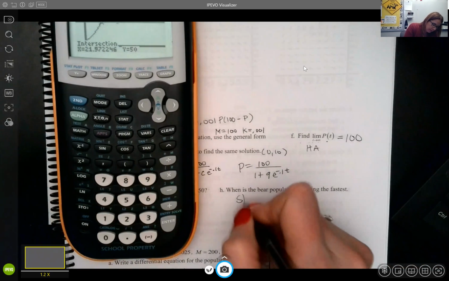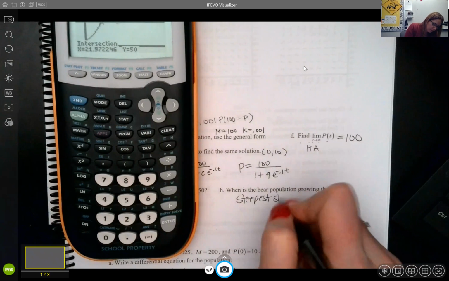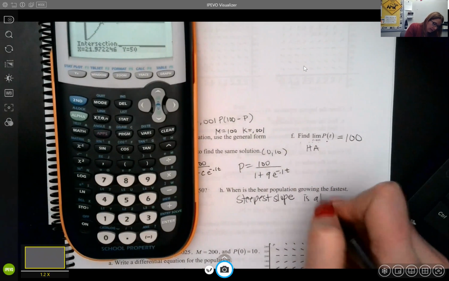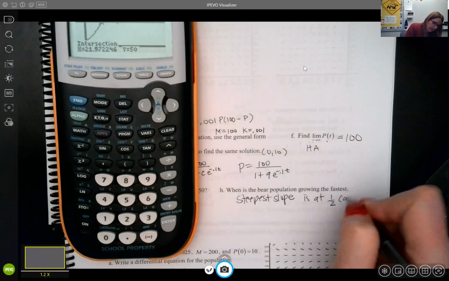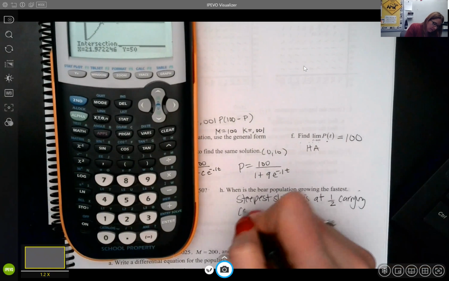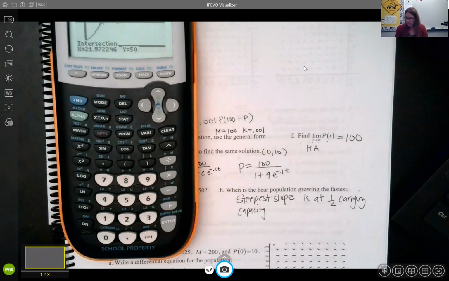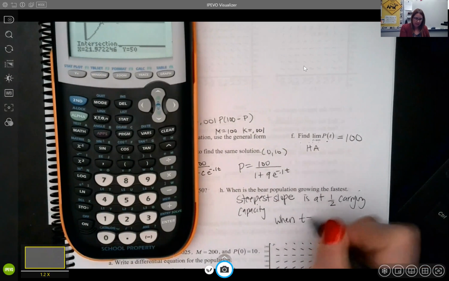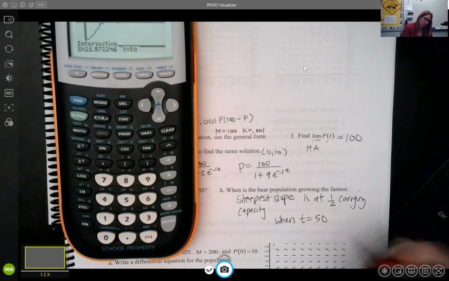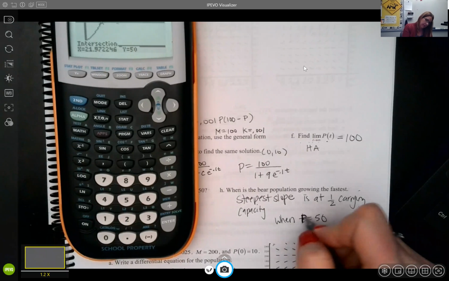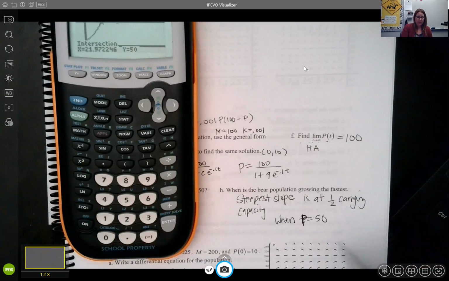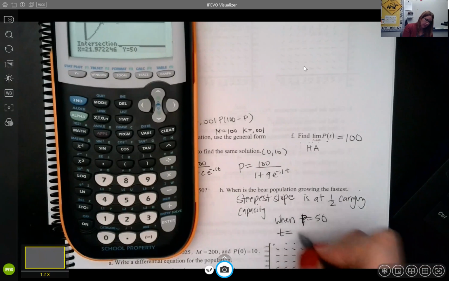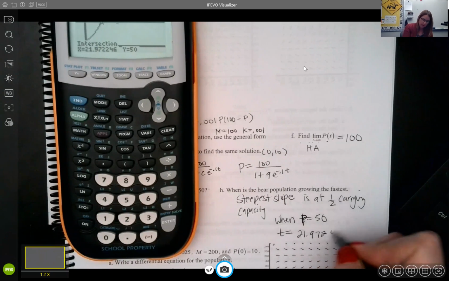Okay, and then part H says, when is the bear population growing the fastest? So remember, the steepest slope is at half carrying capacity. So it's growing the fastest when the population is 50, half of the carrying capacity. And we already know that that's at t equals 21.972, because we just solved for that.